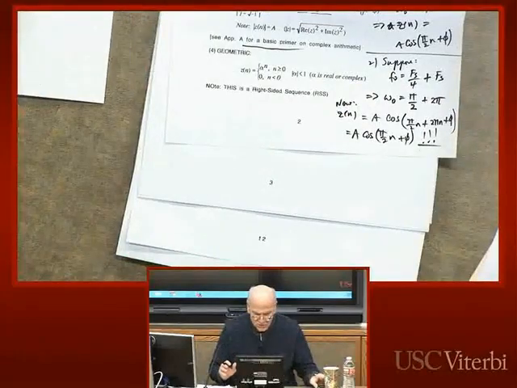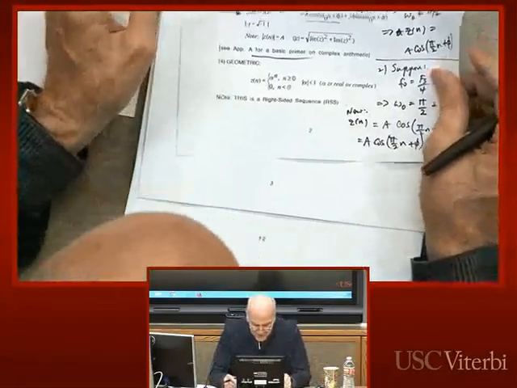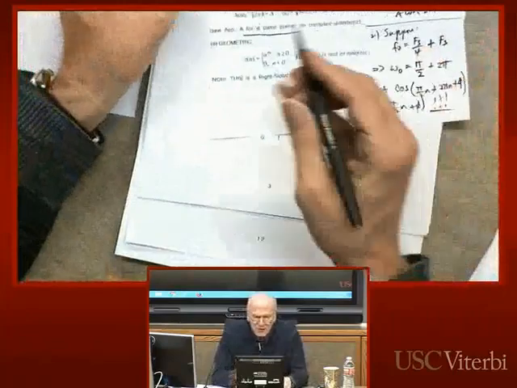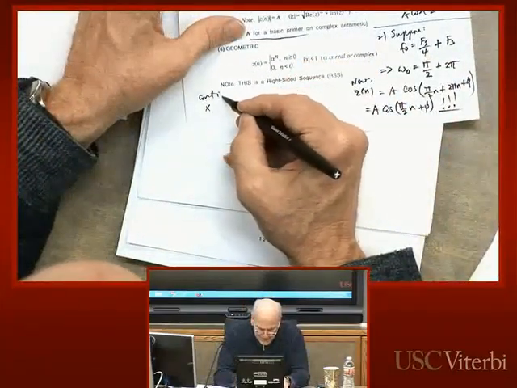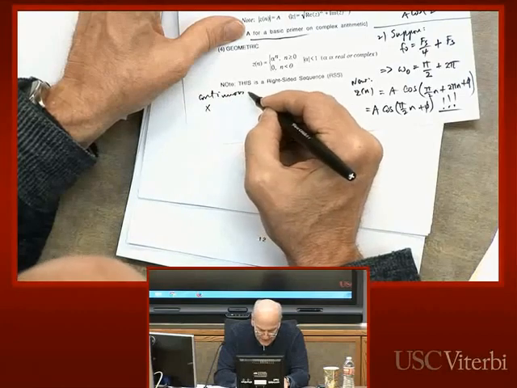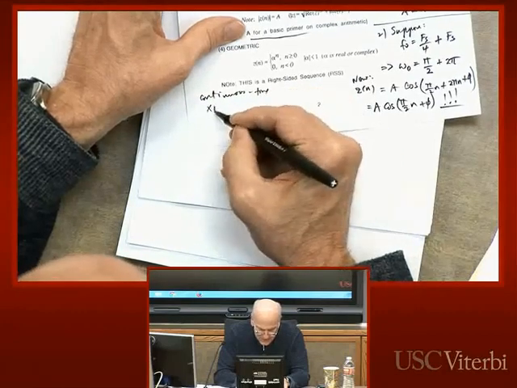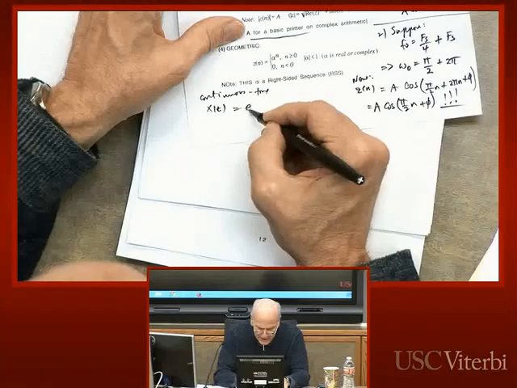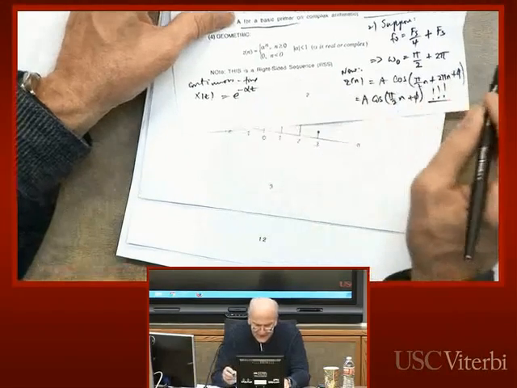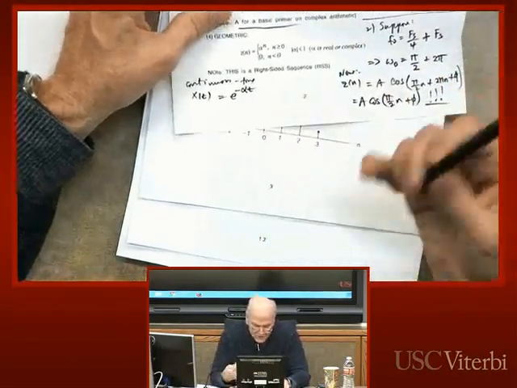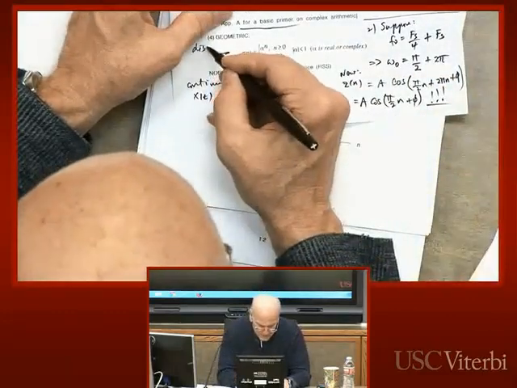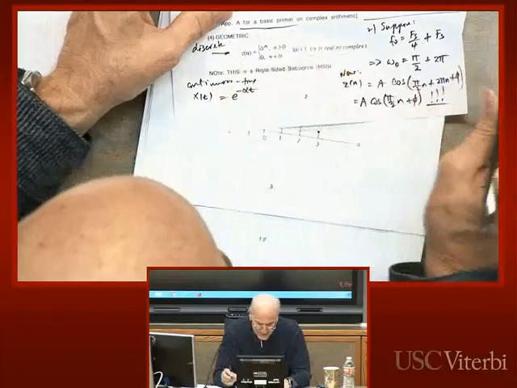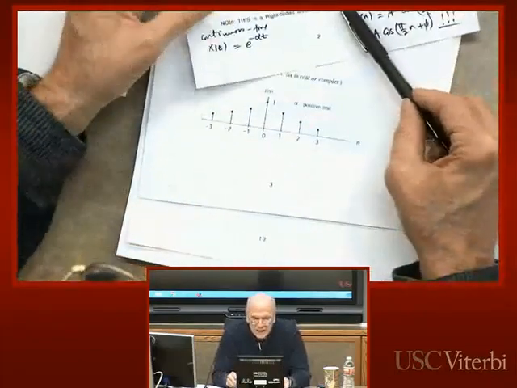There's also what I call the geometric series. If you recall, in continuous time you would have something called x of t equal e to the minus alpha t, like an exponential. We have the same thing in discrete time signals. This is discrete time, very much the same. It's just that you deal with a discrete time index.